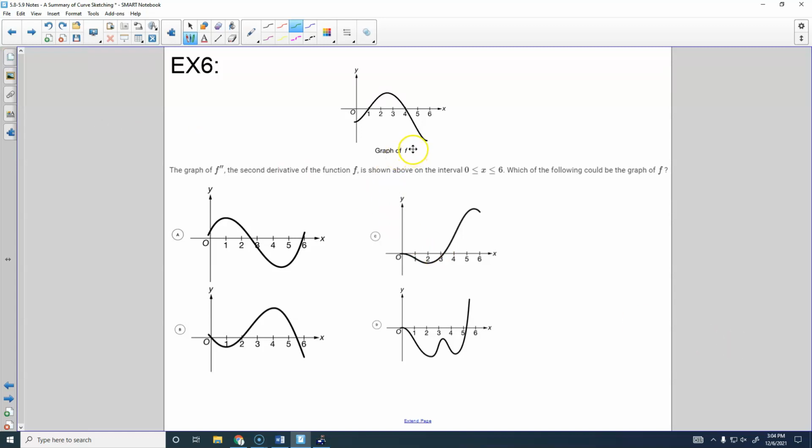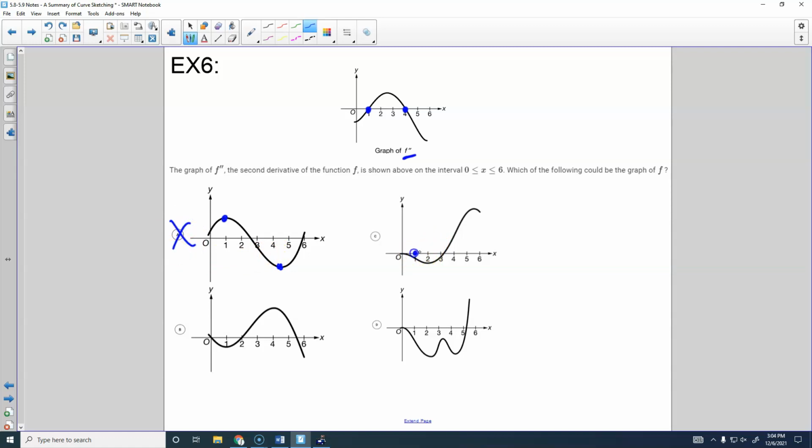Okay, so this is my second derivative. We want to know which of the following could be the graph of f. So, now this is second derivative, it's not first derivative. So, when I see 1 and 4 here, what do I have at 1 and 4? Points of inflection, not maximums or minimums because we're looking at second derivative. So, A is not it because that's where you end up with maximums and minimums.